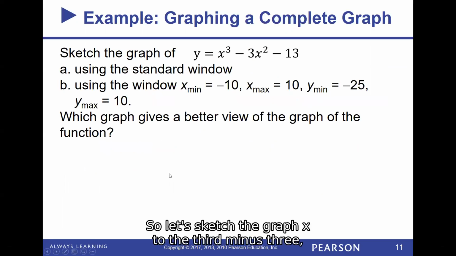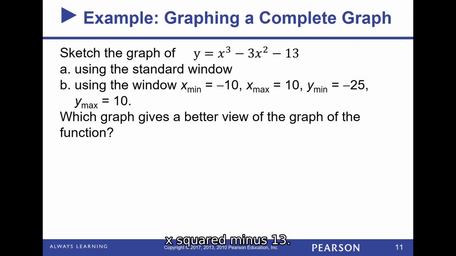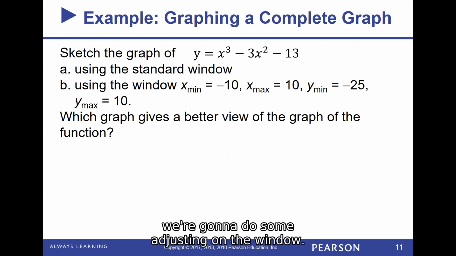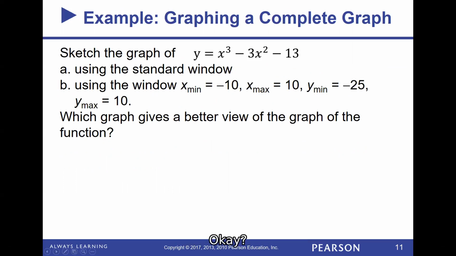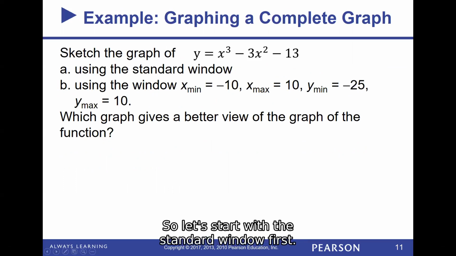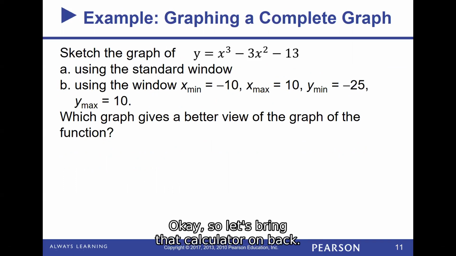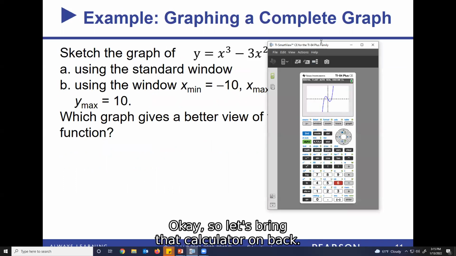So let's sketch the graph x to the third minus 3x squared minus 13. And we're going to do two things. We're going to do one with the standard window, and then we're going to do some adjusting on the window, okay? So let's start with the standard window first. Okay, so let's bring that calculator back.